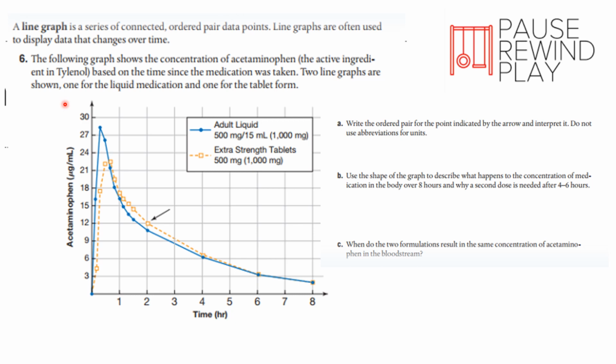And there are two line graphs, one for the liquid medication, one for the tablet. So what you want to do is write ordered pairs for the point indicated by the arrow right there and interpret it. And talk about what happens with the shape of the graph. And when the two formulations reach the same concentration, when is that? So this is what you want to do. Please pause the video, give it a go, and we'll compare notes. Let's see how you did.